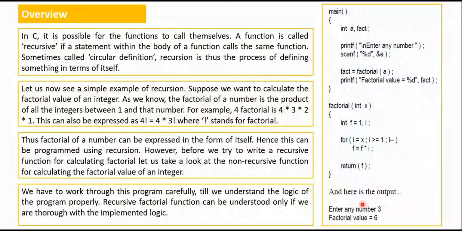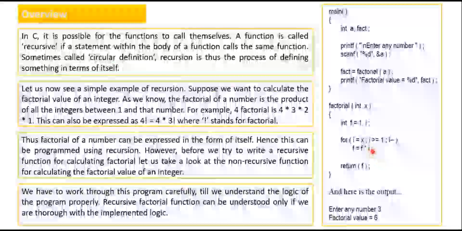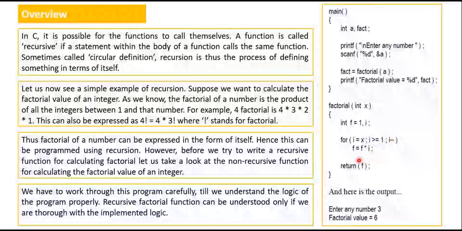You can see the output also. If the number entered is 3, then for i equal to 3, which is greater than or equal to 1, f equals f multiplied by i. By default f is 1, so 1 into 3 is 3. Next time i is reduced to 2, so 3 into 2 is 6. Next time it is reduced to 1, so 6 into 1 will be 6.